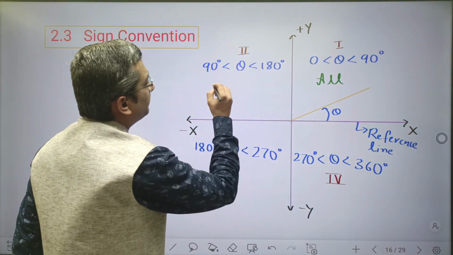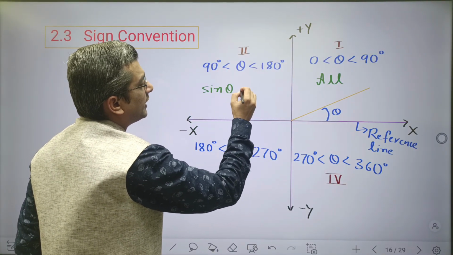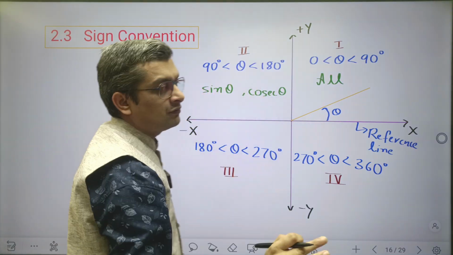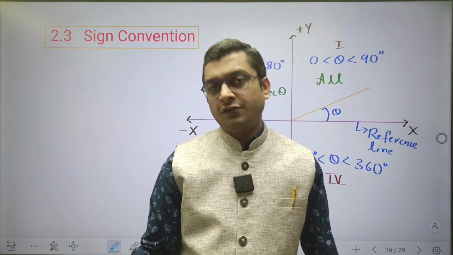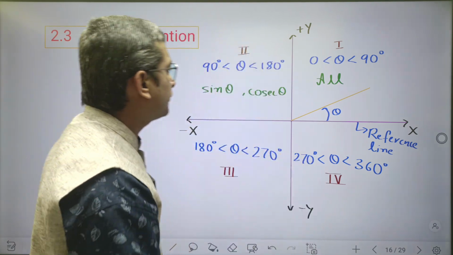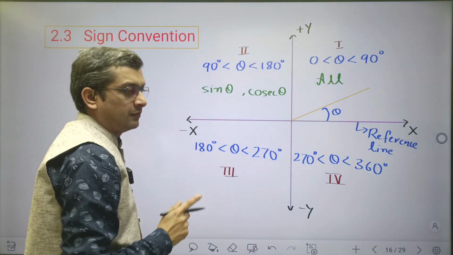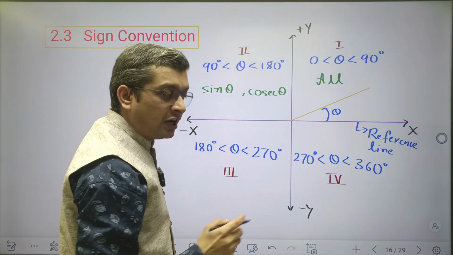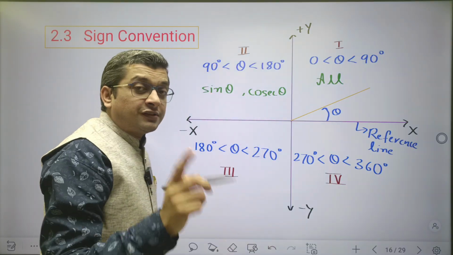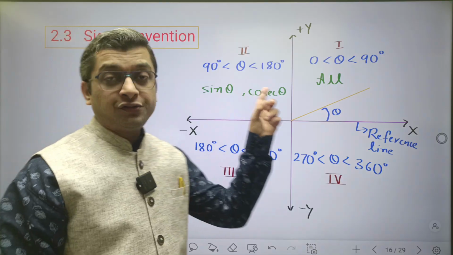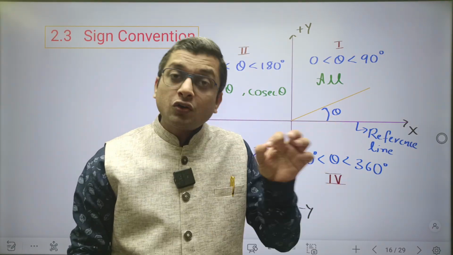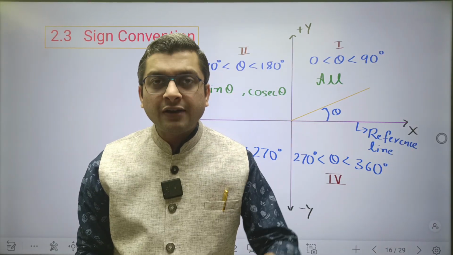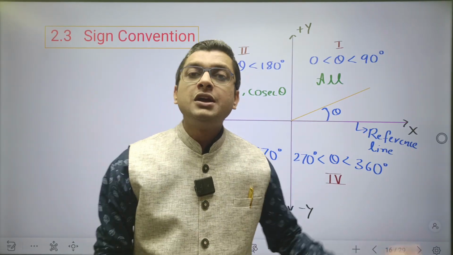But in the second quadrant, only sine theta and its inverse, that is cosec theta, will be positive, and the rest of the trigonometric ratios are negative. Suppose theta is 135 degrees. Its value is greater than 90 degrees but less than 180 degrees, which means you are in the second quadrant. So in the second quadrant, sine theta will be positive. It means sine 135 degrees and cosec 135 degrees have positive values. But cos 135, tan 135, cot 135, sec 135, all will be negative.